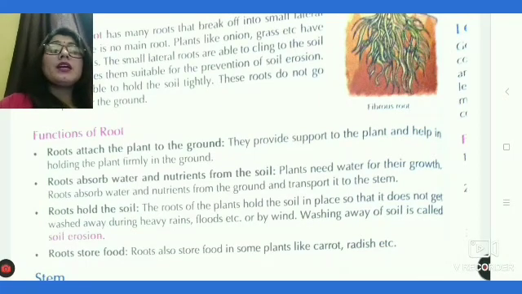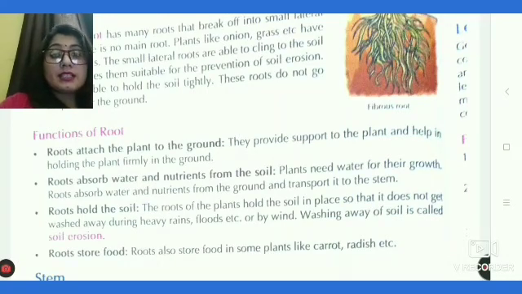So here same, they provide support. वो support देती हैं, उसको खड़ा रखती हैं plant को, means that they give the base to the plant and help in holding the plant firmly in the ground. Ground के साथ उसको कैसे रहना है? Next, roots absorb water and nutrients from the soil.